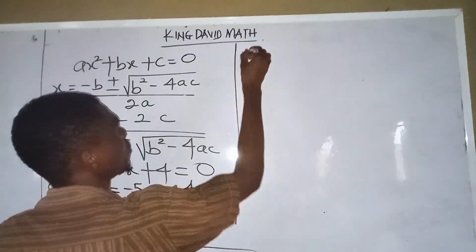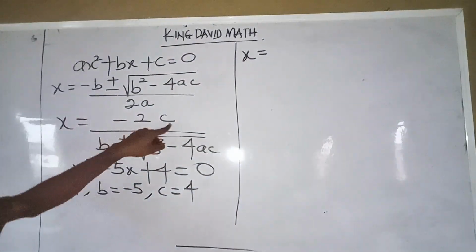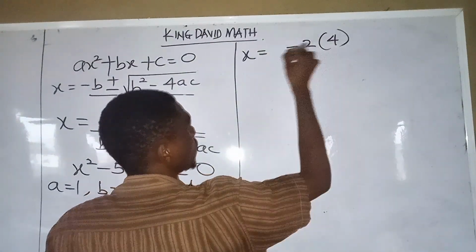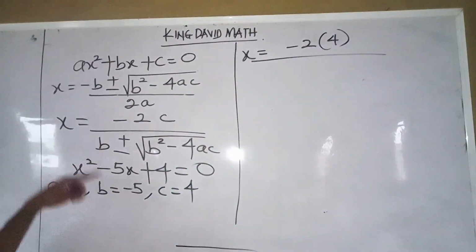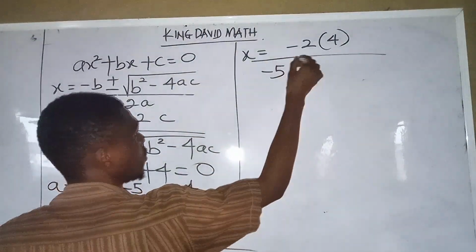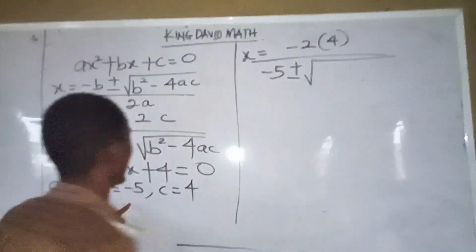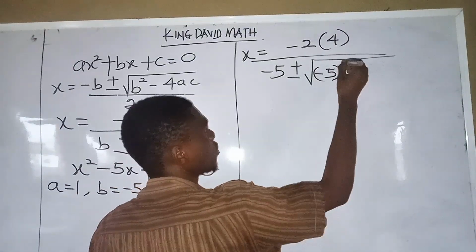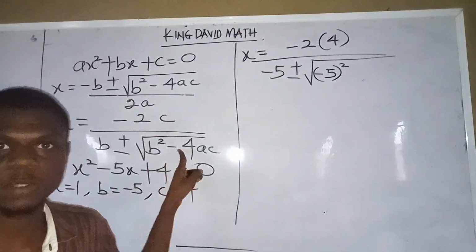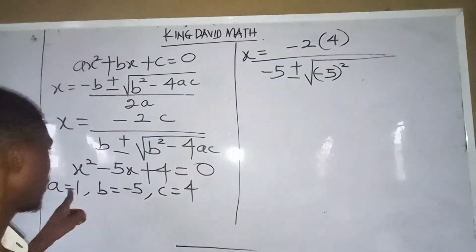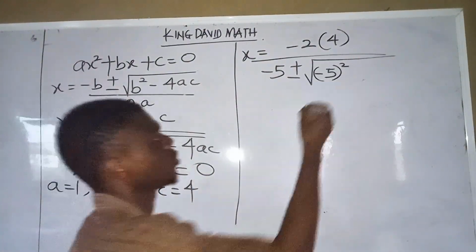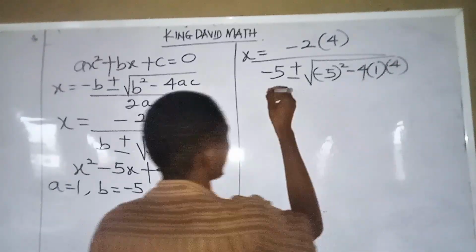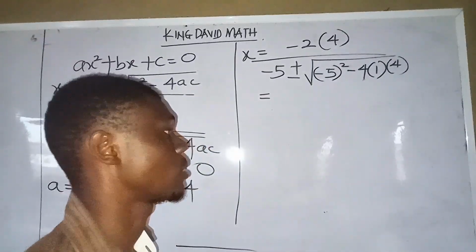Right, so x will be equal to, now minus 2c means minus 2 times c, which is 4. As minus 2 open brackets 4 over b, which is minus 5, plus or minus square root of b squared, which is minus 5 squared. So I'm having minus 5 all squared, right? And minus 4ac, that's minus 4 times a, which is 1, times c, which is 4. So minus 4 open bracket 1 times 4. Now let's simplify it now. Minus 2 times 4 is minus 8.